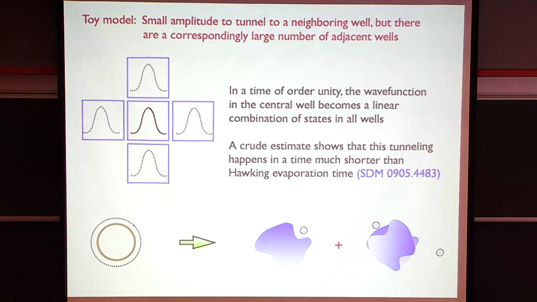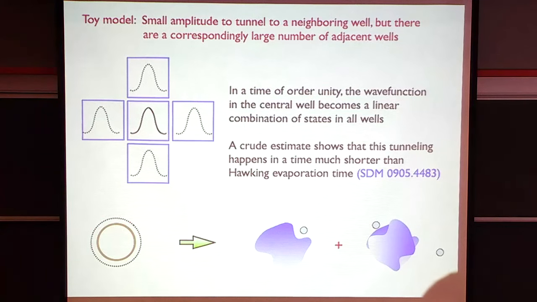You can make a toy model where you put a particle in a box. This is the wave function in a box. It can leak out by tunneling into neighboring boxes, but the amplitude for leakage is very small, some small epsilon. But let the number of boxes be very large, like 1 over epsilon. And then we worked out the dynamics of that. This paper is very simple. After a time of order unity, the particle basically vanishes from here and becomes a linear combination of something in all these boxes. And I think that's what I would say if somebody asked me what happens to the collapsing shell.